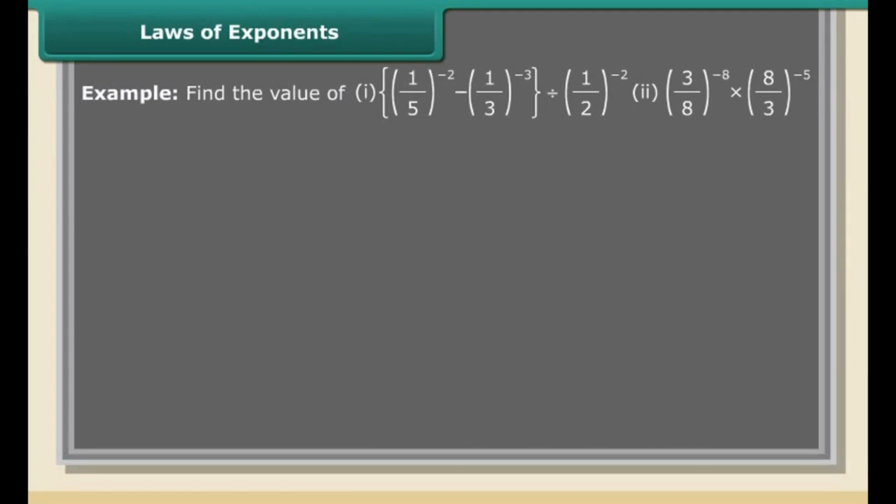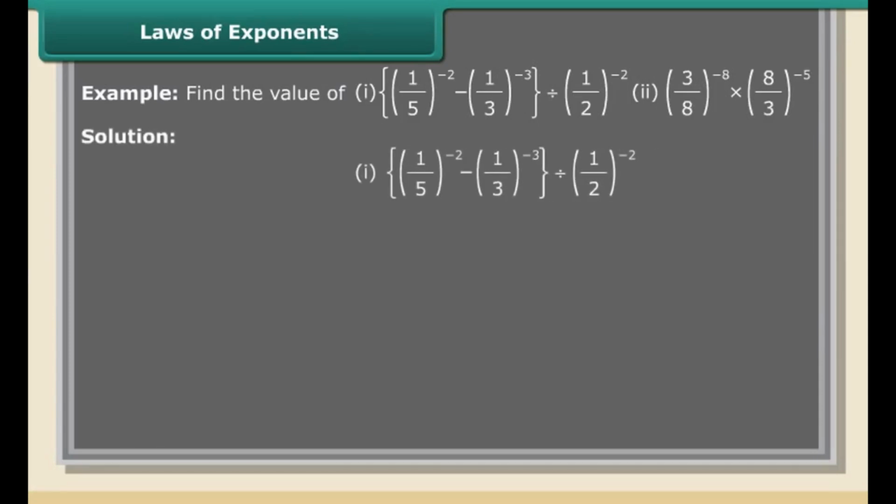Example. Find the value of: 1. (1/5^(-2) minus 1/3^(-3)) divided by 1/2^(-2). 2. (3/8)^(-8) into (8/3)^(-5).